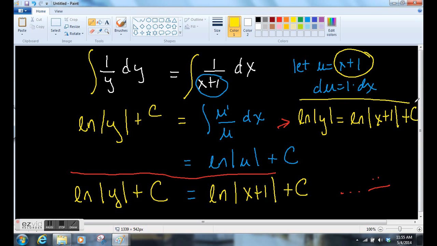Your book does this fancy thing where they add the constant in and use the property of logs to say that's like multiplying by the constant, and then they end up with some other constant, c bar. But don't worry about that so much. For the purposes of a test and for my purposes, I'm happy if you just leave it like this. You don't have to simplify it any further. So that's how you do that one.